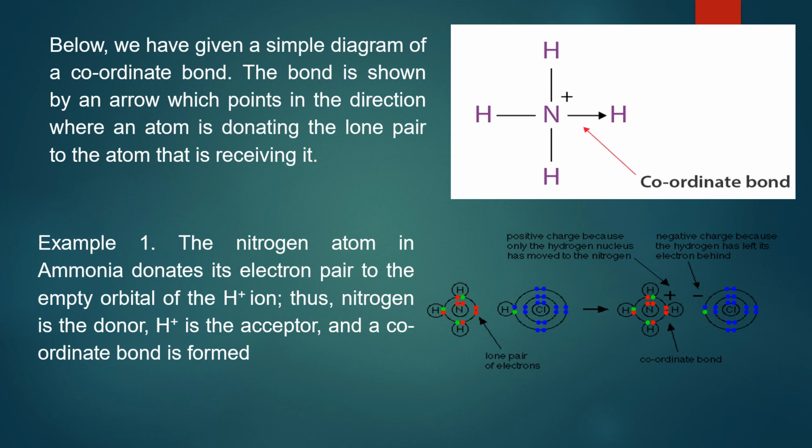Example 1. The nitrogen atom in ammonia donates its electron pair to the empty orbital of the H plus ion. The nitrogen atom has a lone pair of electrons in its outermost electronic configuration. Due to the presence of the lone pair on the nitrogen atom, it has the ability to donate the electron pair towards the vacant orbital of the H plus ion. Thus, nitrogen is considered a donor and H plus is considered an acceptor. And we can see the formation of the coordinate covalent bond in example 1.